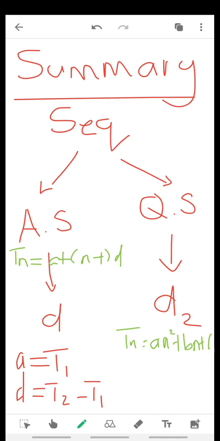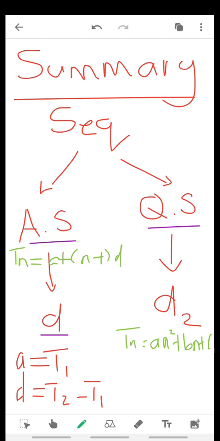Now, let's summarize the lesson. What did we do? We looked at the terminology, very important for you to know, and then we looked at the sequences. We said only 2. There are 3, but in grade 11 only 2 are important: arithmetic sequence as well as quadratic sequence. Then the nth term of the arithmetic is given there in green, and then we have what we call the first difference being constant, or the common difference, and it's represented by D.